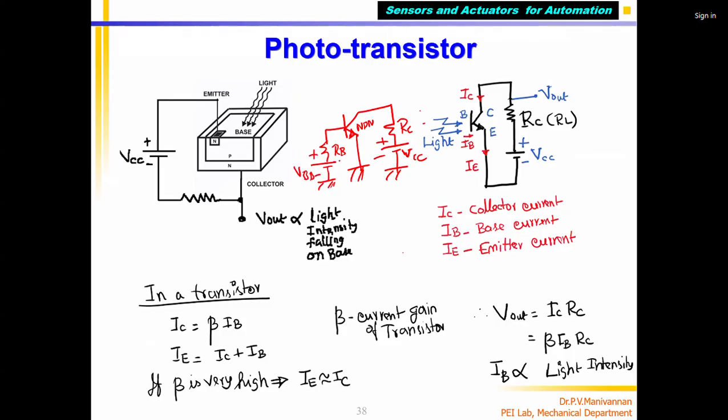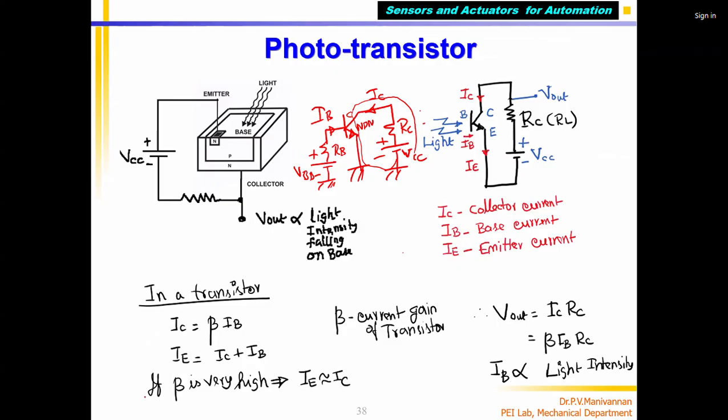VBB plus minus, correct? VCC plus minus, and the RC. Now, this current is called IB. This current is called IC, because the current from the battery goes through the load. This RC is called the load resistor, or collector resistor. The current enters the collector terminal, comes out, and completes the path through the emitter.